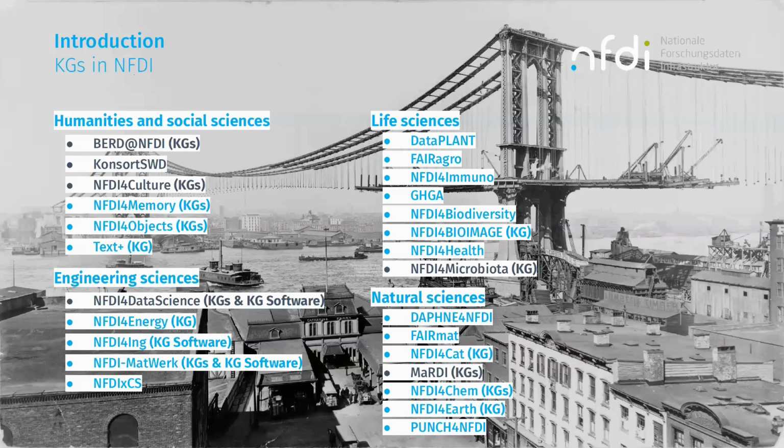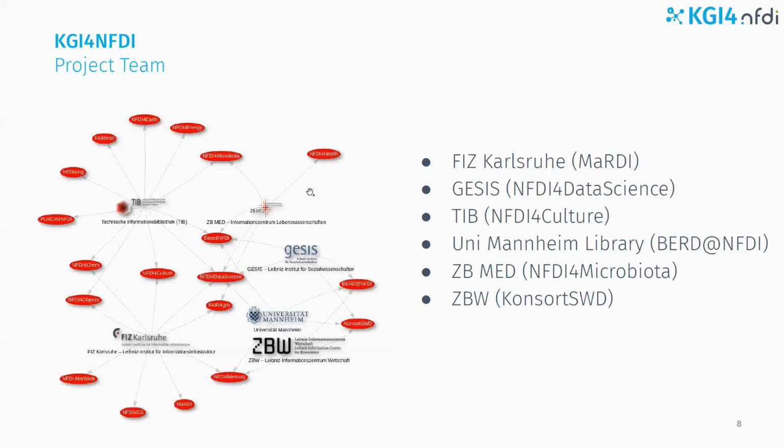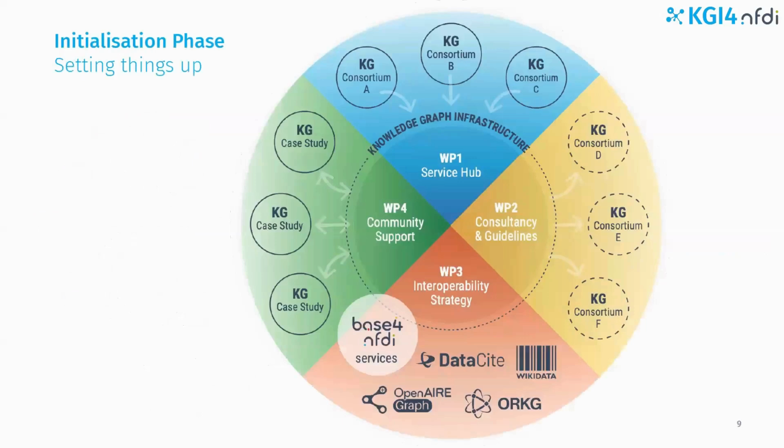Here is a brief overview of which NFDI consortia are already using knowledge graphs. They're highlighted here. And here you see the institutions that are involved in the KGI project. And here is a rough overview of what we're doing in the initialization phase.